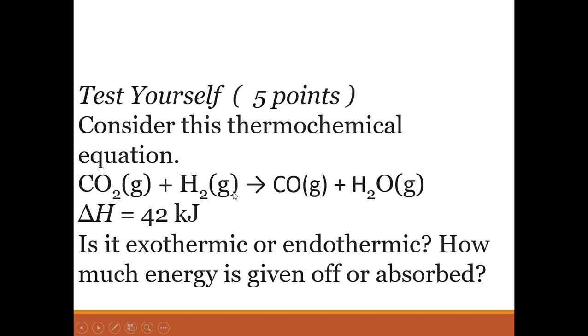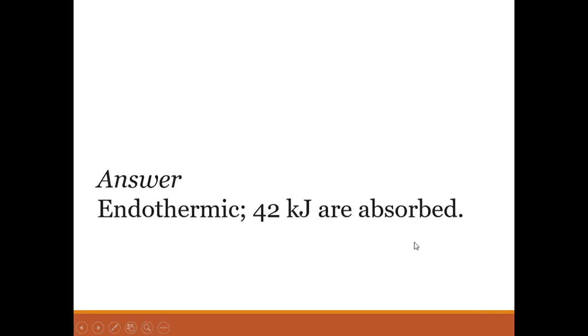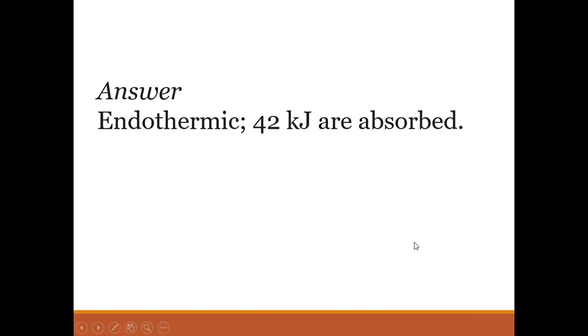And how much energy is given off or absorbed? Is it given off or absorbed? You're right. It is absorbed. So this means that we have 42 kilojoules of energy that is being absorbed by the system. So the answer is endothermic, and 42 kilojoules are absorbed.